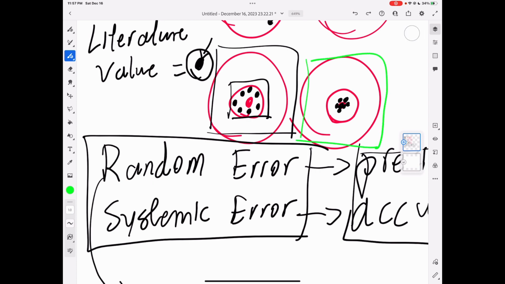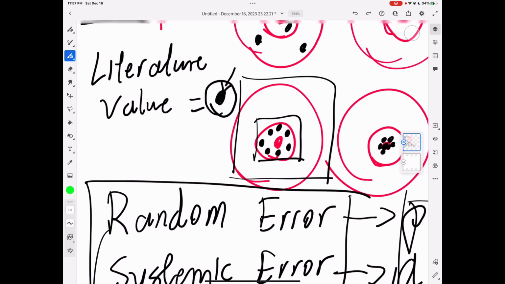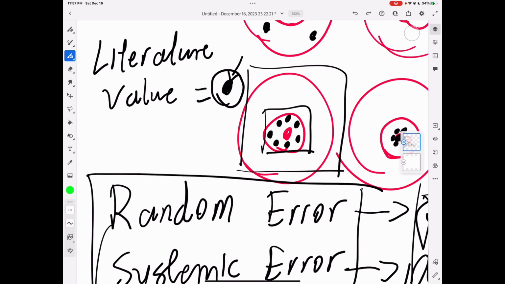It is high accuracy and high precision. The dots are all bundled together and they're near the bullseye. So there's one more term we have to talk about that you might have learned in grade 10, and that's the literature value. This literature value is basically the accepted value of an experiment within the scientific community.